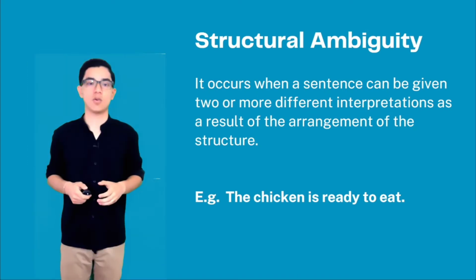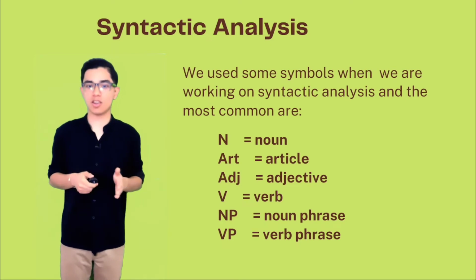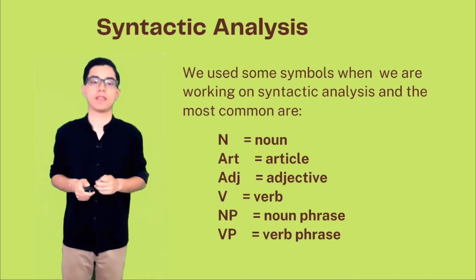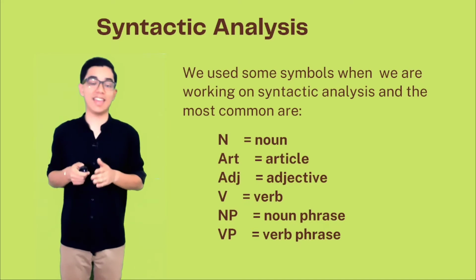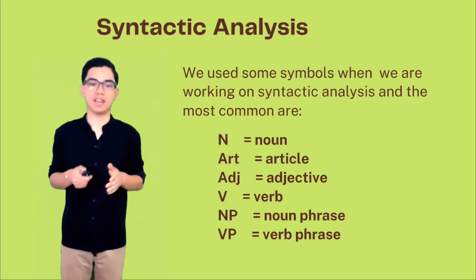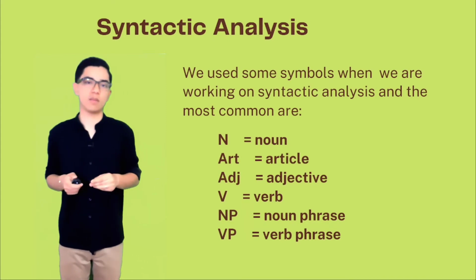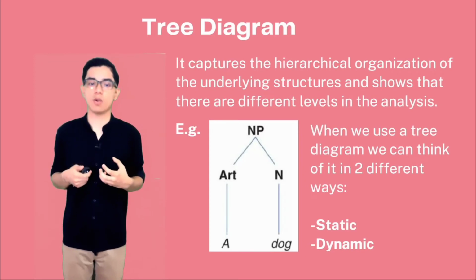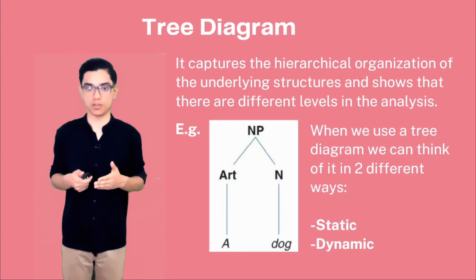So, when we are working on syntax analysis, we use some symbols, and the most common symbols used in syntactic categories are these ones. N as noun, art as article, ADJ as adjective, V as verb, NP as noun phrase, VP as verb phrase. And they are used in something important called a tree diagram, which is one of the most common ways to create a visual representation of syntactic structure.